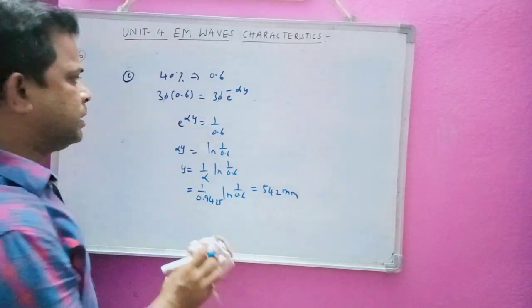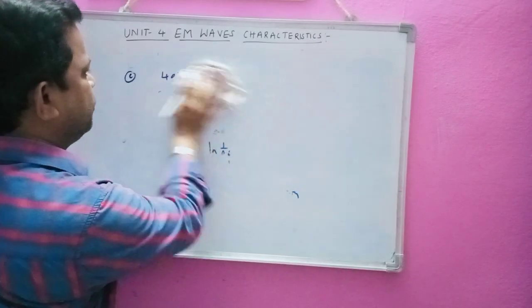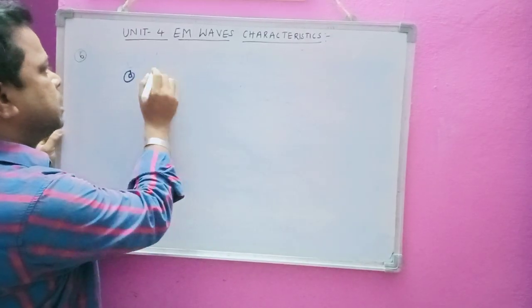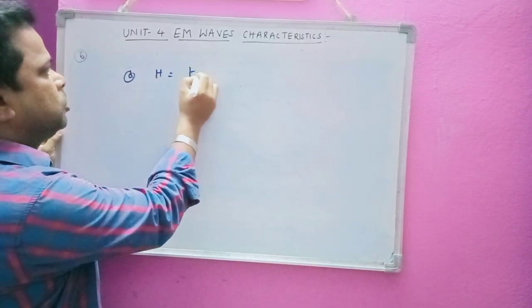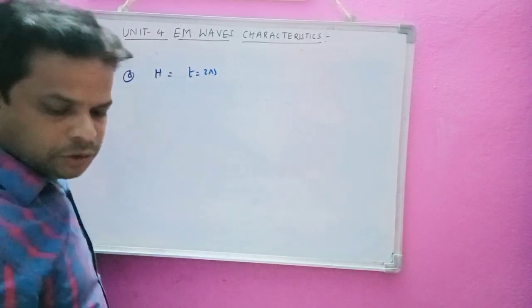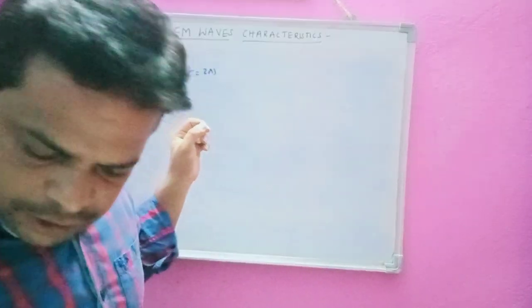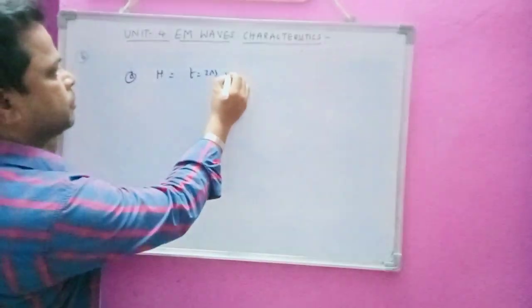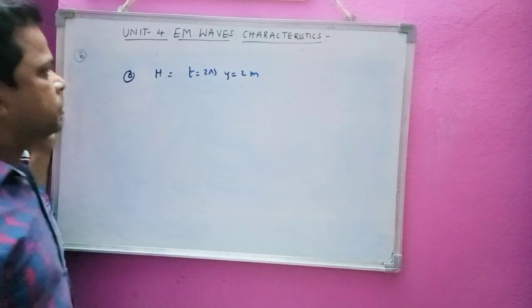First, in order to calculate that, we have to calculate the value of eta. What is the formula? He is asking to find h at t is equal to 2 nanoseconds and y is equal to 2 meters. So at this value you have to find it.